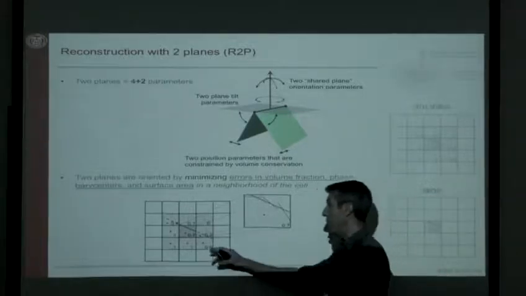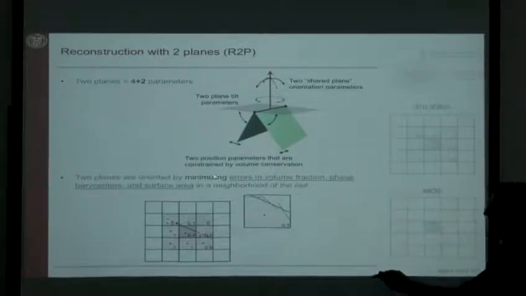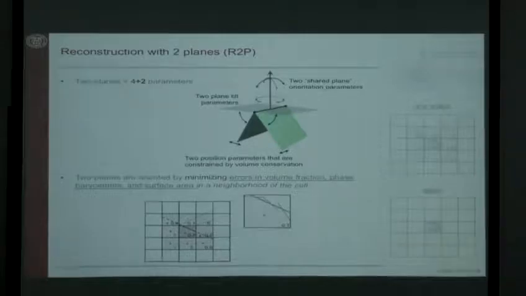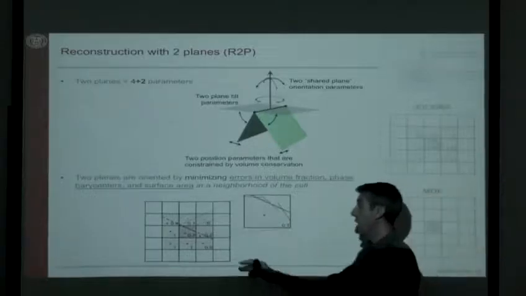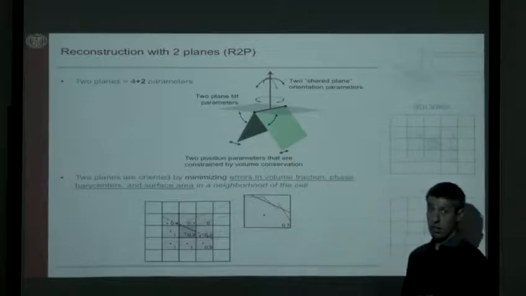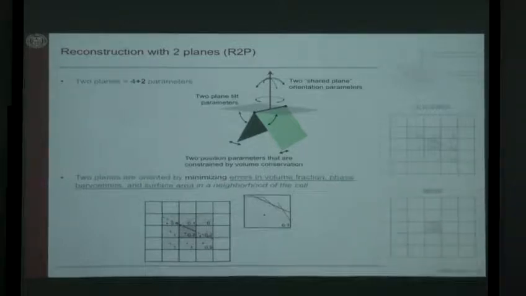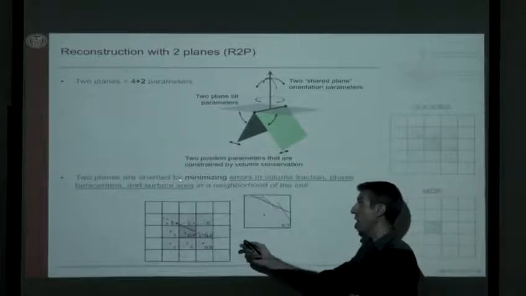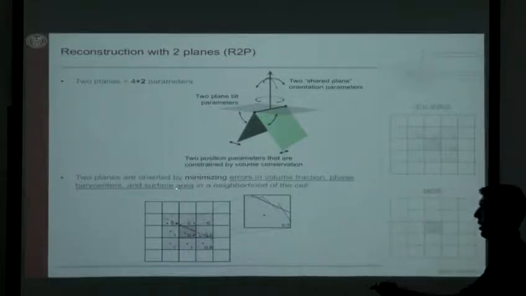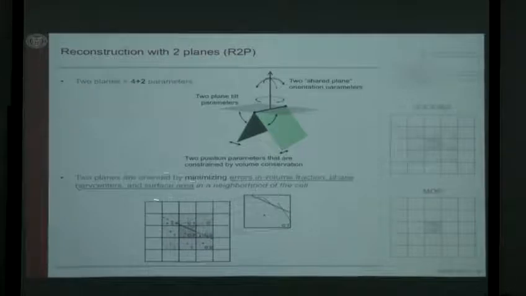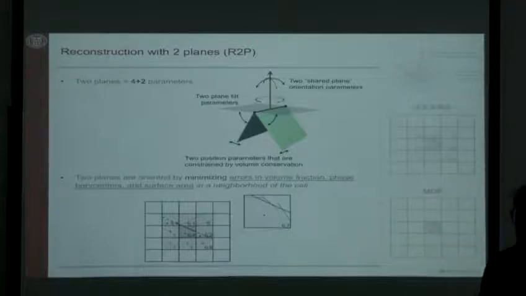So what are we doing? Well, we're using all the information we have available. We're going to minimize the error in a region around our cell of interest, and we're going to take into account volume fraction information, barycenter information, and we're going to add to that also a new idea that at least I haven't seen before, but I might have missed it, a surface area minimization. So we're going to say, we know already from transport how much surface area of interface we should have in each cell. Let's try to get as close as possible to that.